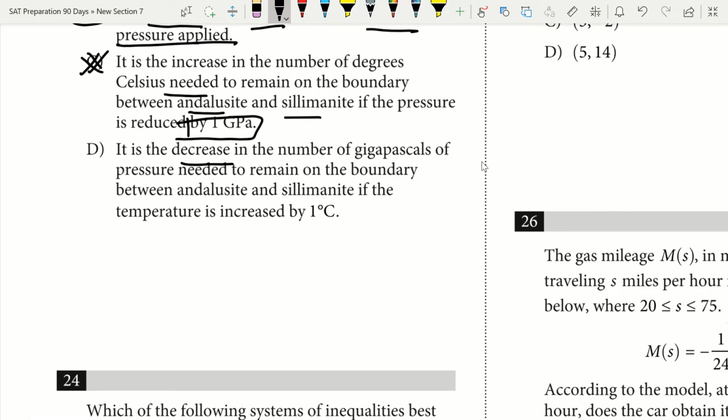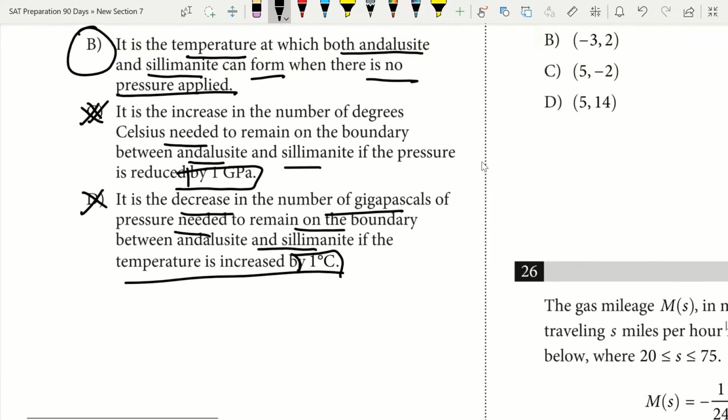D, it's the decrease in the number of gigapascals of pressure needed to remain on the boundary if the temperature is increased by 1 degree Celsius. Once again, that's dealing with a rate and that's dealing with a slope. So that's not going to be anything with intercepts.